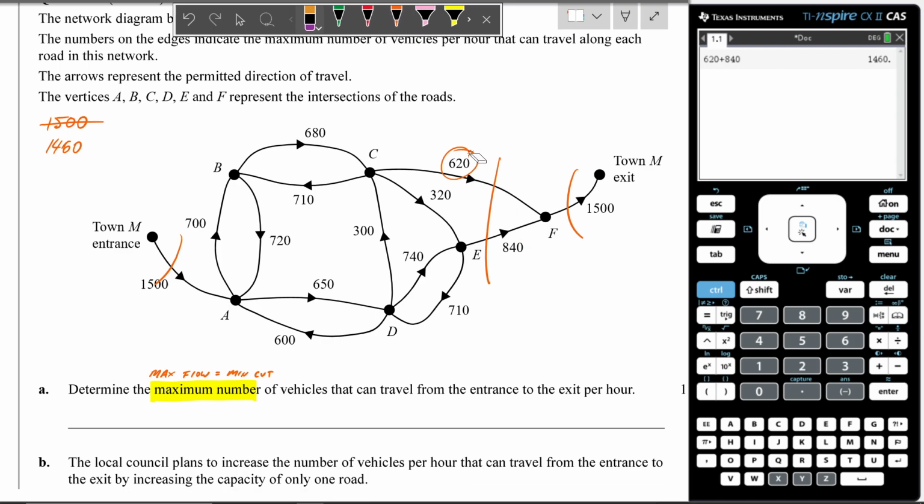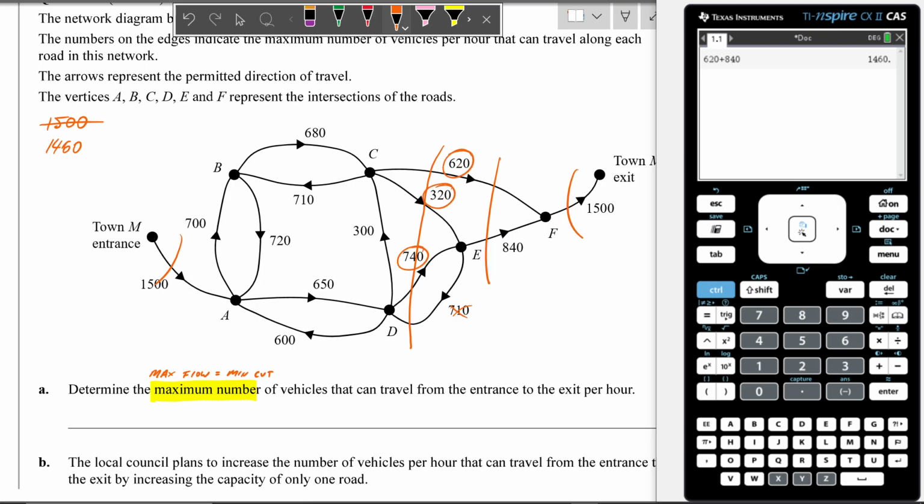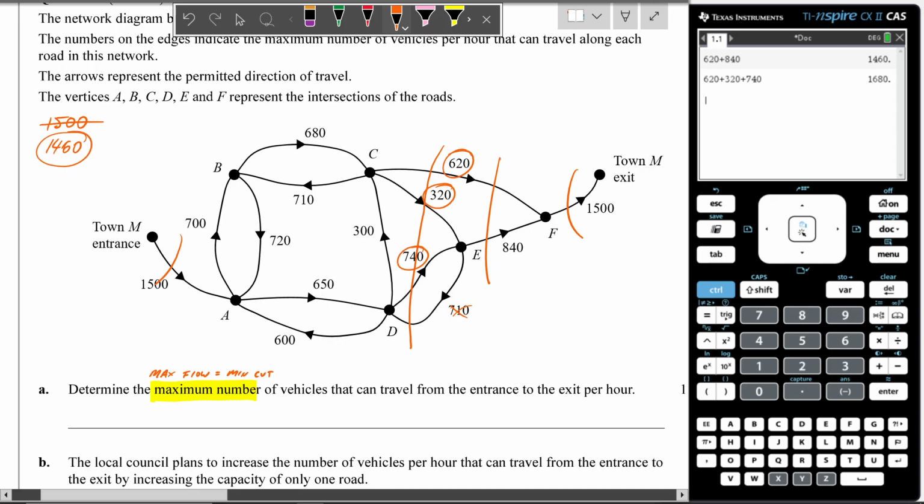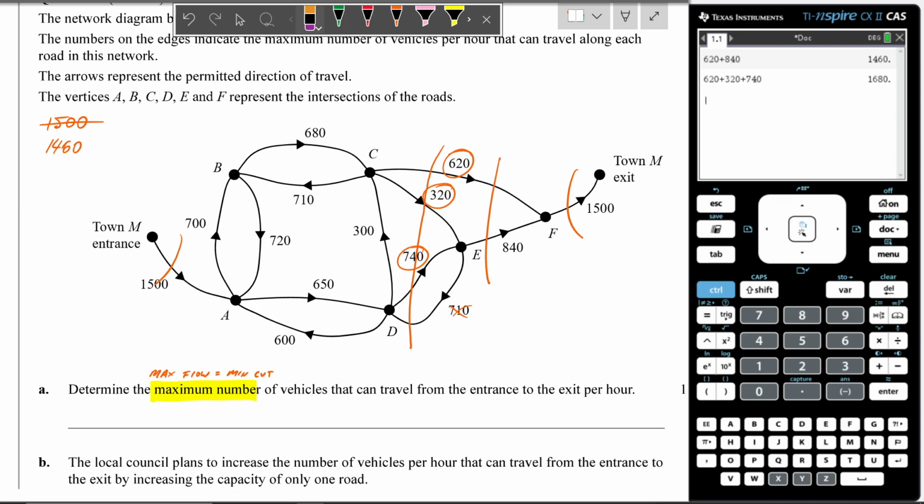And then you'd keep on going. So maybe I cut through here, here, and here. Now, remember, whenever there's backflow like this, you don't count that number. So I'm going to go 620 plus 320 plus 740. That's going to be 1680, which is bigger than 1460. So you just ignore it. That is no good. You wouldn't even write that one down because you've already got one smaller than it.